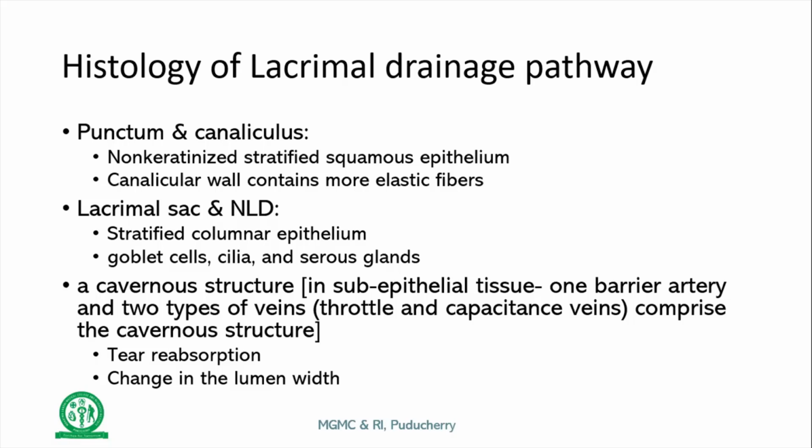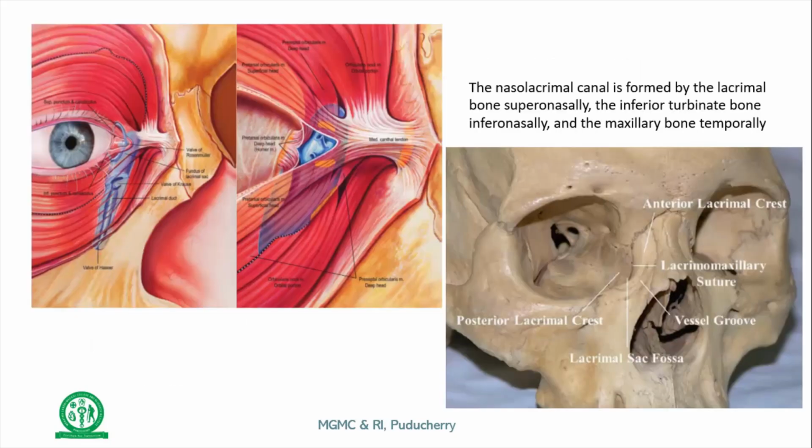The structure of the lacrimal sac and the NLD is described as a vascular, cavernous structure with lots of vessels, namely the barrier artery and capacitance and throttle veins. This structure is important because it helps to alter the size of the lumen. Now, what is it important for? It helps in tear reabsorption, and it is under autonomic control like the nasal mucosa. It alters the NLD lumen and helps in tear reabsorption.